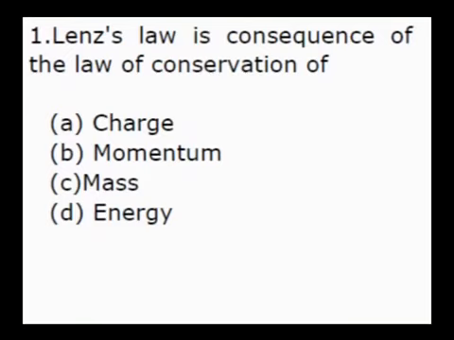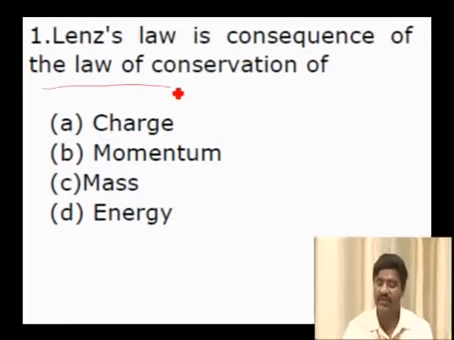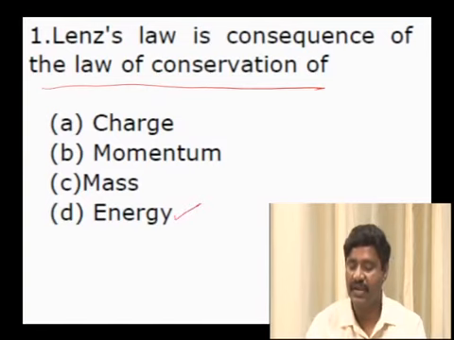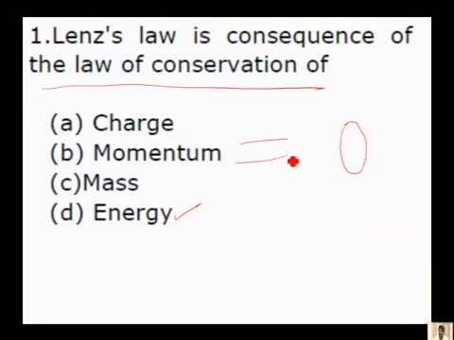The very first question is, Lenz's law is a consequence of the law of conservation of what? So it is actually the consequence of the law of conservation of energy. Let me explain first. I'll take a small example. If this is the coil and this is a magnet, and this is the north pole and this is the south pole, if the north pole of the magnet is moved towards the coil, this will induce a current, and the current will develop a north pole in this face.